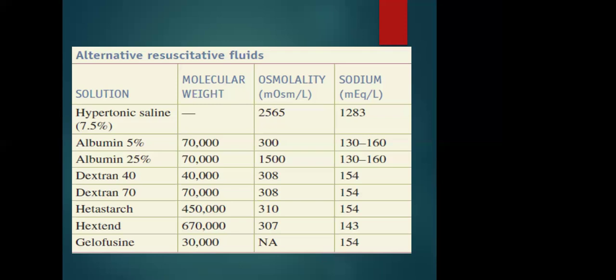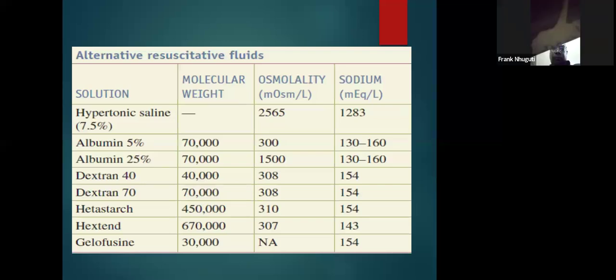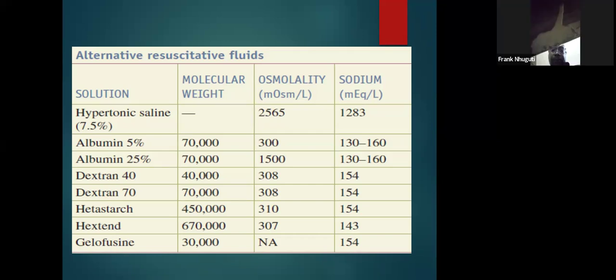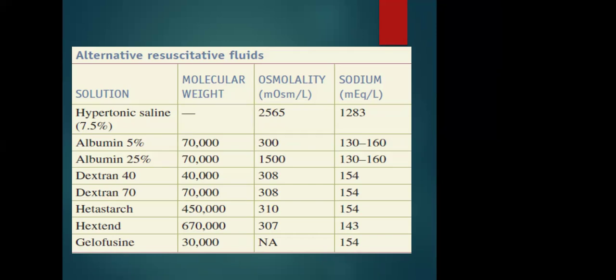We have some alternative resuscitative fluids which are available in the market. Some of us maybe see more than one, but I have seen one, which is albumin. These are the colloids. Colloids are better at filling the intravascular space than the crystalloid. Filling itself with colloid is good.